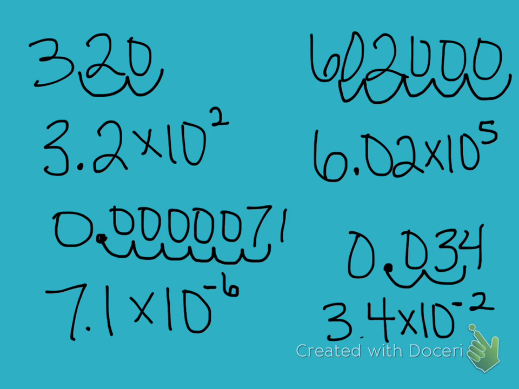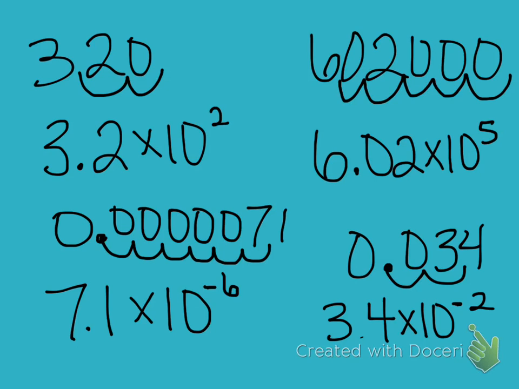Another example is if we're given 602,000. The decimal is at the end, after the final 0. We move it to the left until we get just a single digit in front of the decimal. In this case, it's going to be 6.02 times 10 to the, and we count how many spaces we moved. So 1, 2, 3, 4, 5. So it becomes 6.02 times 10 to the 5th power. Notice how nothing was left off. The only thing that is taken off is the zeros. Any other number is left there.